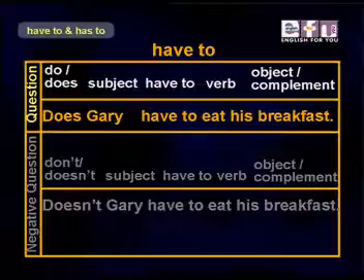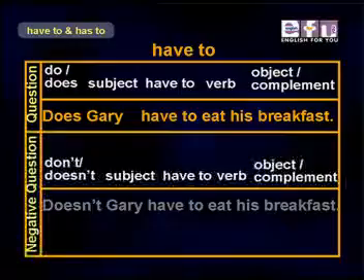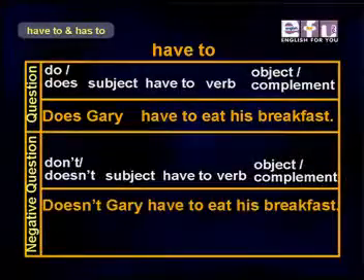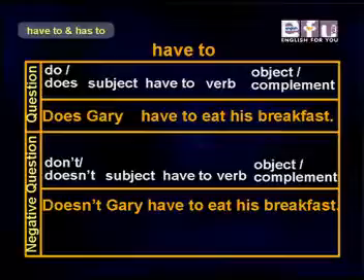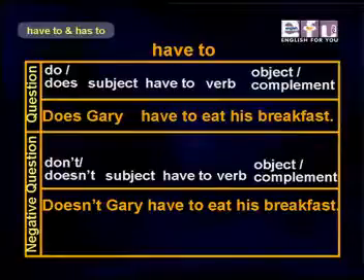So we start with does or do, plus your subject, plus have to, plus your verb, plus your object or complement. And we can use a negative question form. Doesn't Gary have to eat his breakfast? So the form is doesn't or don't plus your subject plus have to plus verb plus your object or complement.